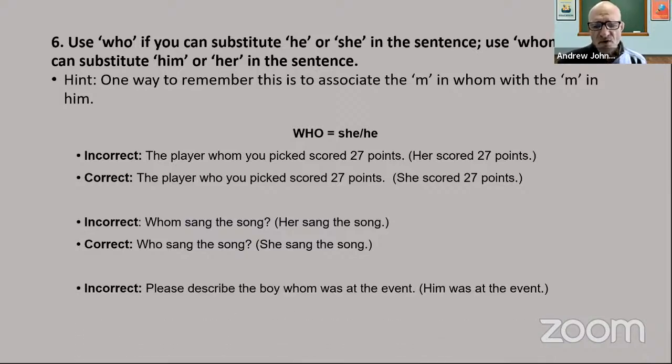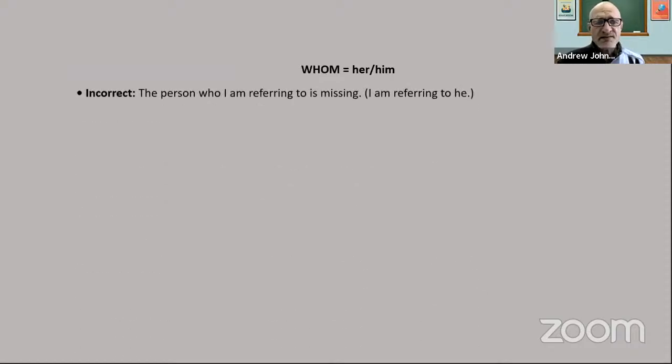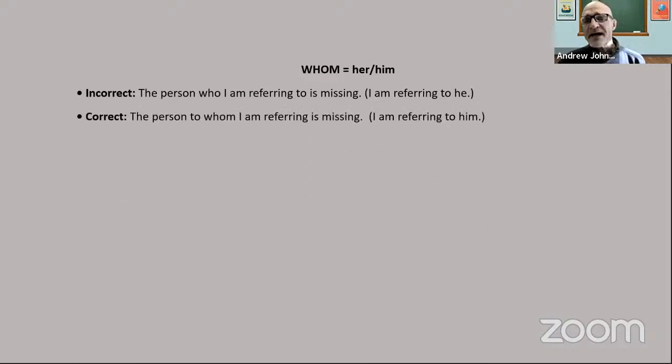Please describe the boy whom was at the event. Him was at the event. No, he was at the event. So you would use "who." Please describe the boy who was at the event. Whom, you use her or him. The person who I am referring to is missing. I am referring to he. That doesn't make sense. I'm referring to him. The person to whom I am referring is missing. I'm referring to him.